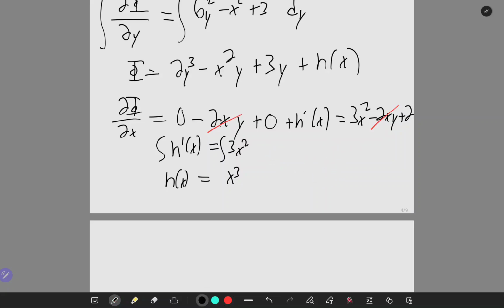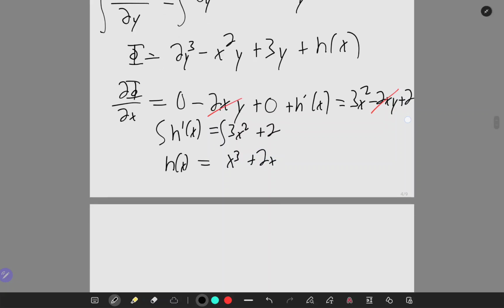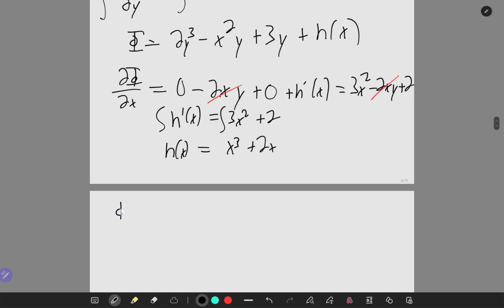So if anyone saw that mistake, that's good. If you've seen it, see, I was just simply testing you. Yeah, now plus 2 is still there. Okay, so now this is what we're actually dealing with. So it's a little bit more simple, right? Now we plug that in for phi. We have 2y cubed minus x squared y plus 3y plus x cubed plus 2x, right? Now once again, that c comes out of nowhere.